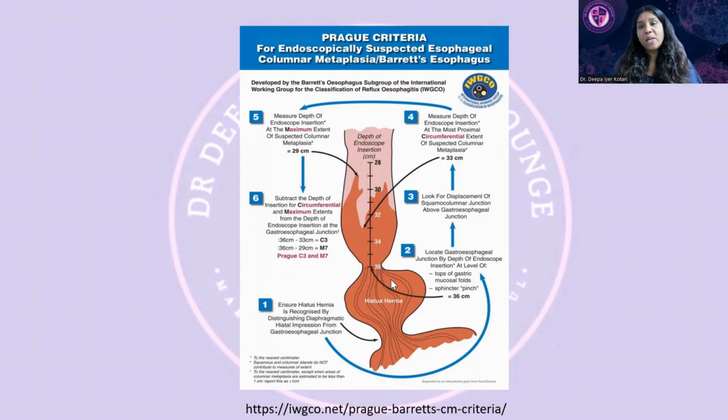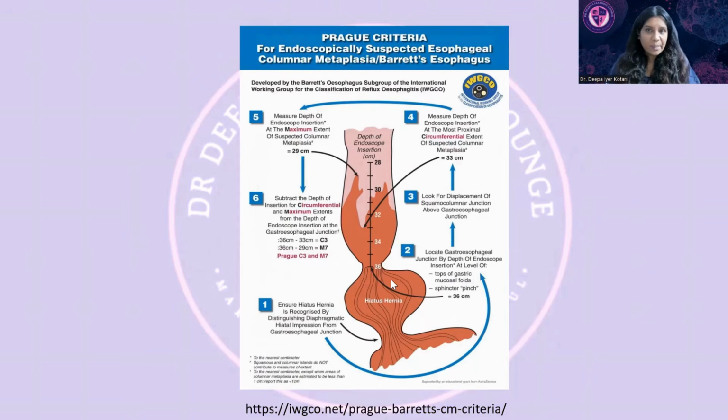M stands for the maximum extent. These measurements are taken at the gastroesophageal junction. Very important, it is not at the diaphragmatic kink. The gastroesophageal junction is not the diaphragmatic hiatus. When the patient has a hiatal hernia, the diaphragmatic impression lies distal to the gastroesophageal junction. So both of them should not be confused. You have to look at the place where the pink and the white are merging. That is the gastroesophageal junction. You have to identify that area, and the measurement has to be from that location.